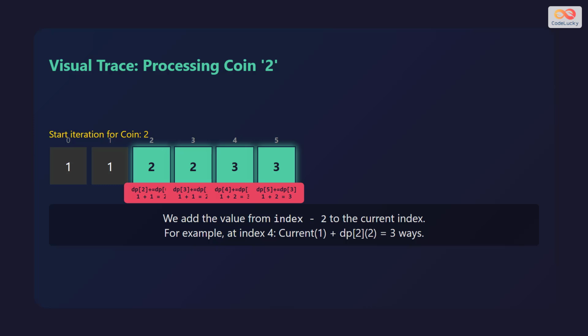Next, we introduce the coin 2. We start updating from index 2. At index 2, we add the value from index 0. At index 3, we add the value from index 1. Notice how the values start to increase. At index 4, we now have 3 ways because we are adding the ways to make 2.